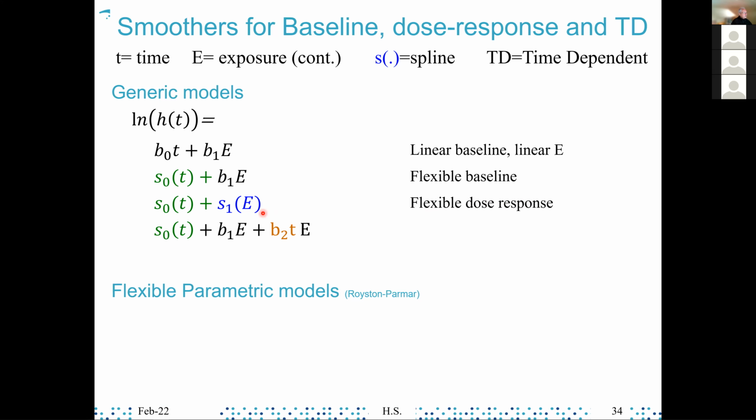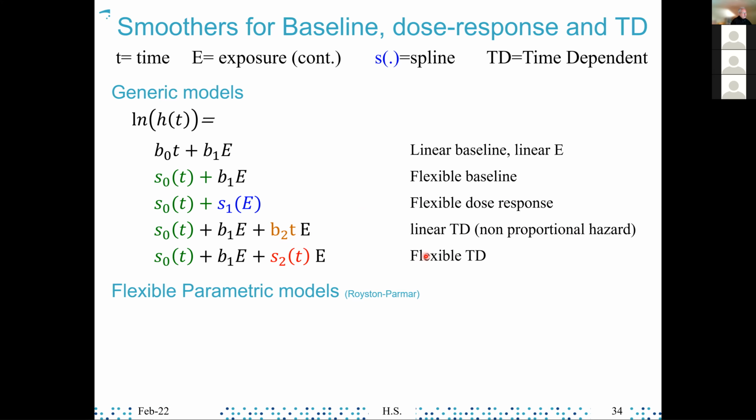And if I put in an interaction term between time and exposure, then I have a time-dependent effect or a non-proportional hazard. This one saying that the effect is linearly increasing or decreasing over time. And if I put in a spline instead, then I have a flexible time-dependent model. And that's what I'm going to show now. I'm going to skip the rest of these.